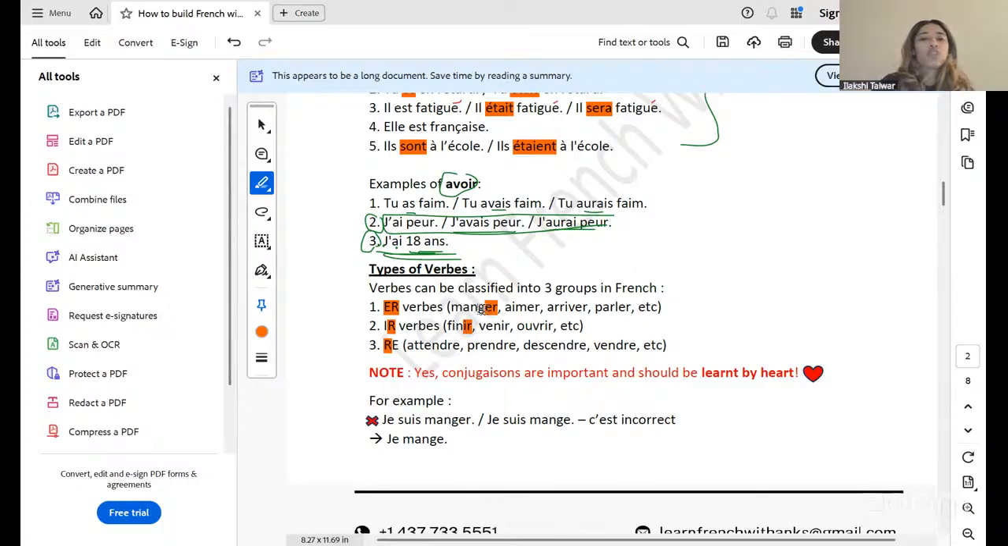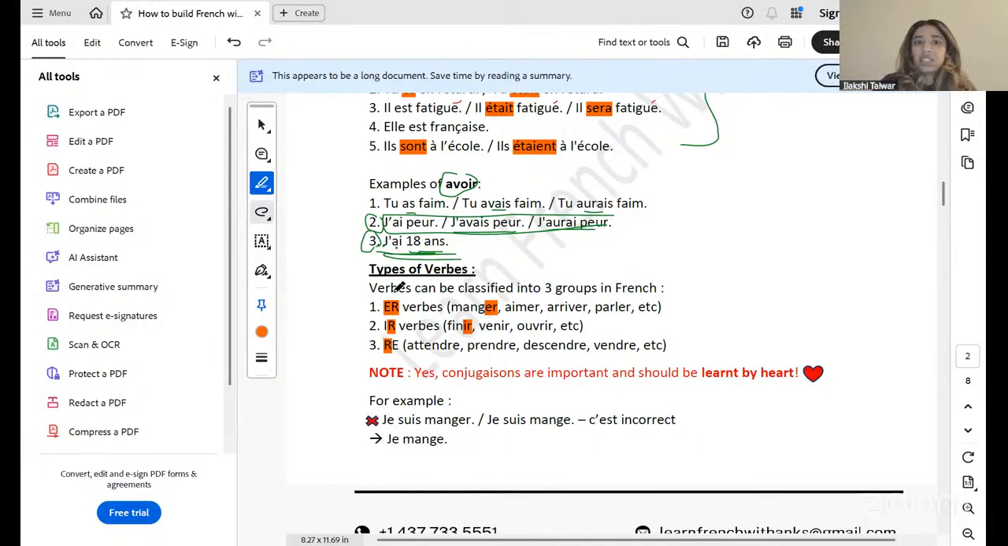So we have options here like manger, aimer, arriver, parler. With IR, we have options such as finir, venir, ouvrir. With RE ending verbs, we have attendre, which is to wait, prendre, which is to take, descendre, which is to descend, which is to come down, vendre, which is to sell. They are easily identifiable because they end with these endings. These endings play a very, very important role also in identifying how they are conjugated.